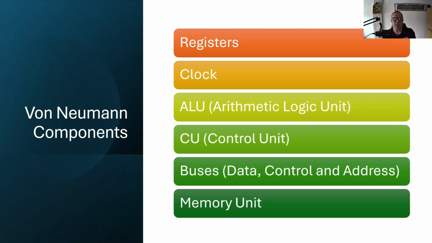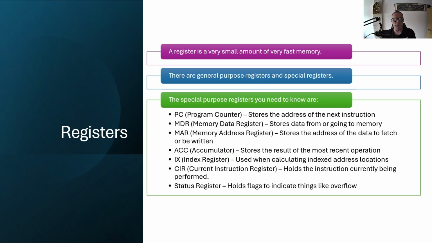Within the von Neumann architecture, we have a number of components to know. These include the registers, clock, the arithmetic logic unit, the control unit, data, control and address buses, and the memory unit. So what are registers? These are very small amounts of fast memory. They're the fastest kind of memory, and they're the smallest. Sometimes you'll see pyramids of memory, and registers are at the top of the pyramid as the smallest and fastest type of memory. We have a couple of types of registers: general purpose registers and special registers.